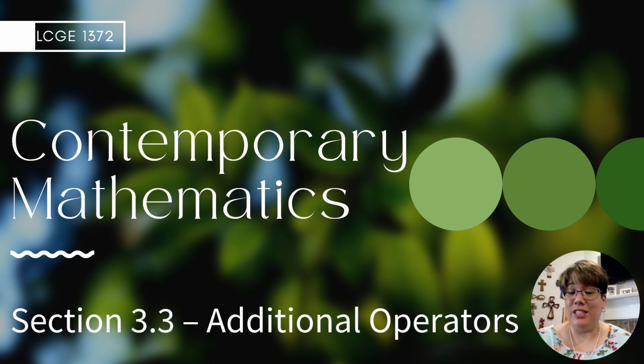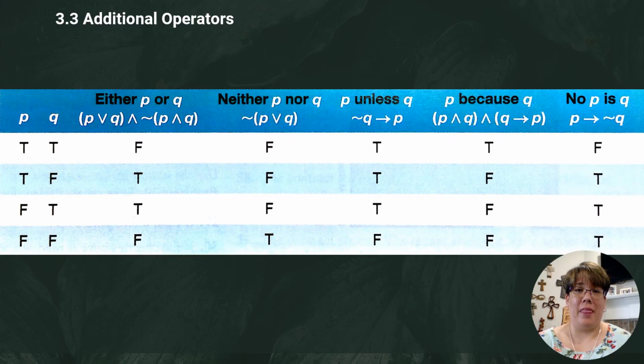We are going to look at another topic from section 3.3. This video is going to cover additional operators. When we look at additional operators, we're going to be looking at keywords, and some of the keywords you're going to find on this chart. So if you look at this chart, the keywords are going to be either, neither, unless, because, and then no.